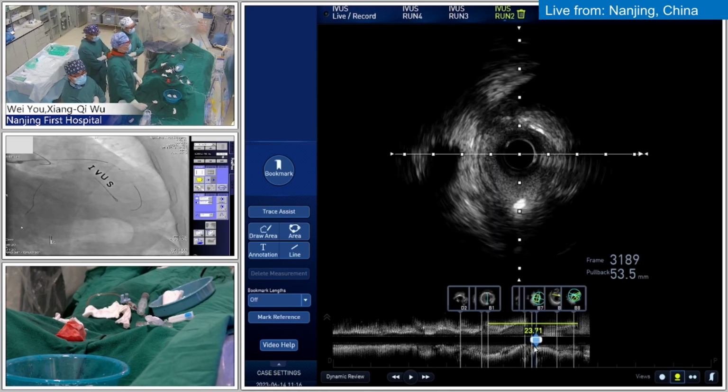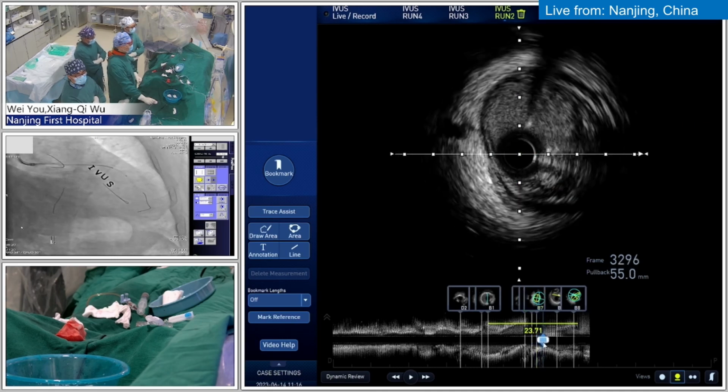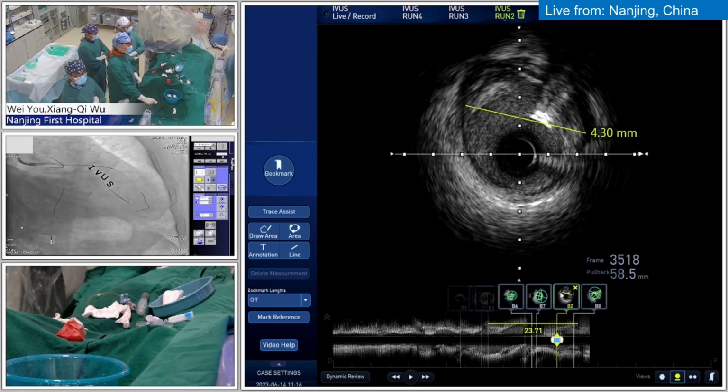Then go and pull back. This is the POC, and this is the distal left main. The distal left main area is about 5.3 millimeter square, and the plaque burden is about 69%. Then go and pull back. This is the body of the left main. The body left main vessel diameter is about 4.3 millimeter.